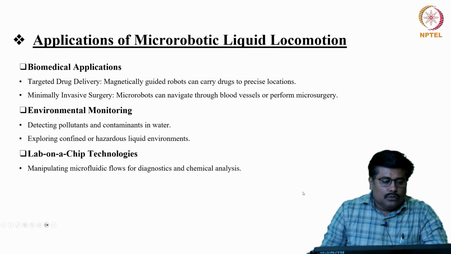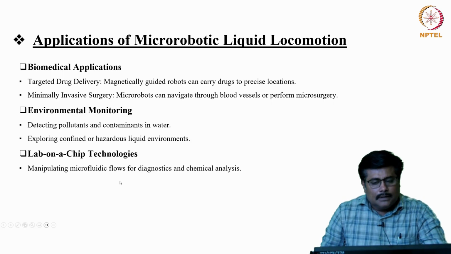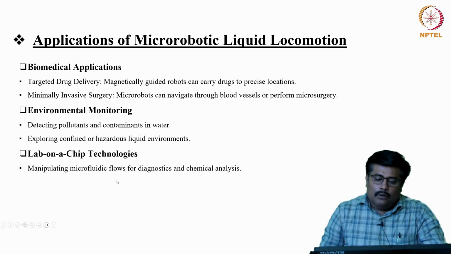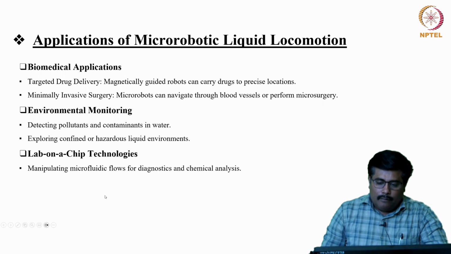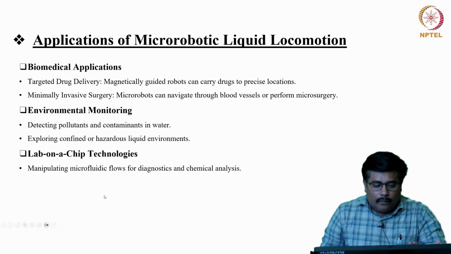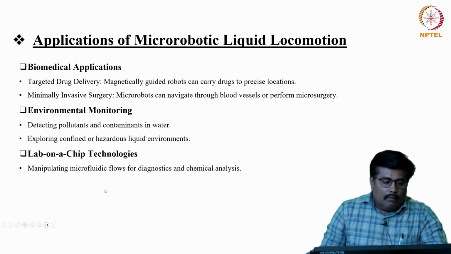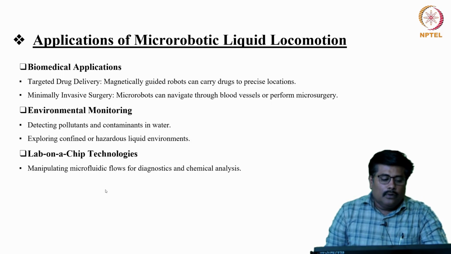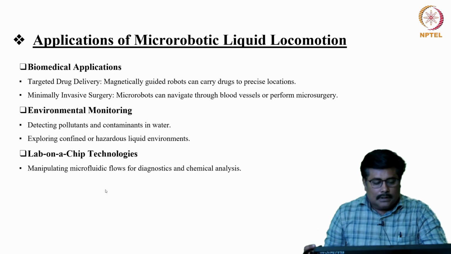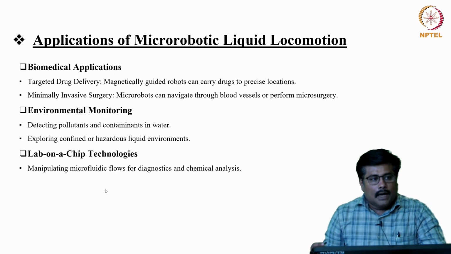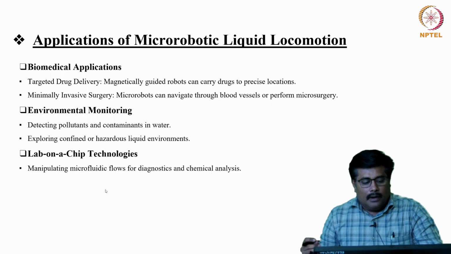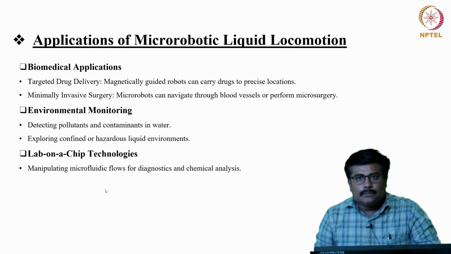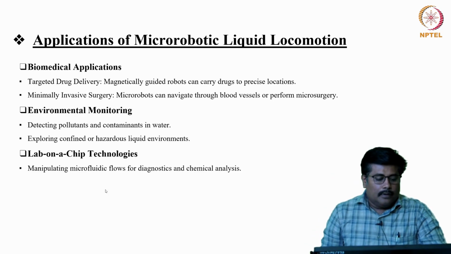Next is minimally invasive surgery. These micro robots can navigate through a blood vessel, or they can also perform microsurgery. Now, when we look into environmental monitoring, it is highly used for detecting pollutants and contaminants in water. It is also used for exploring confined or hazardous liquid environments, which are some of the key aspects of environmental monitoring.